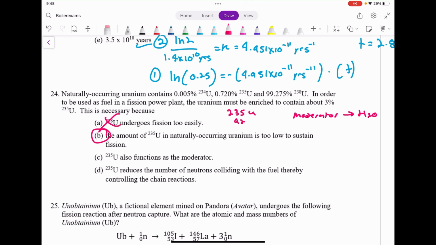C, uranium-235 also functions as the moderator. That's just not true. That's what water does. And D, uranium-235 reduces the number of neutrons colliding with the fuel, thereby controlling the chain reactions. Well, this one doesn't really make sense because it says it reduces the number of neutrons colliding with the fuel, but uranium-235 is the fuel. So B is the best choice.